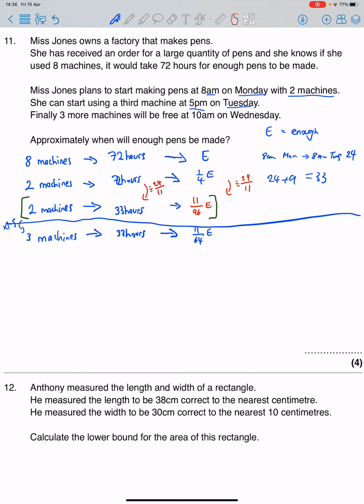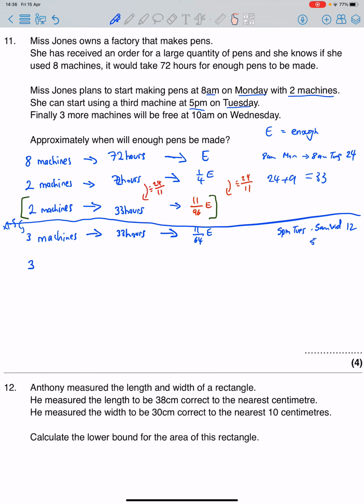Well, we know that 5 p.m. Tuesday to 5 a.m. Wednesday is 12 hours. And then 5 a.m. to 10 a.m. is an extra 5 hours, so that's 17 hours.